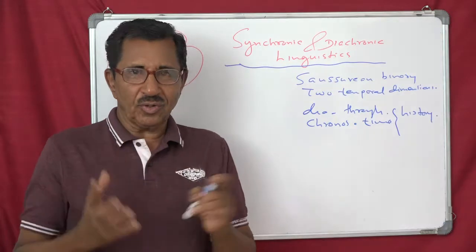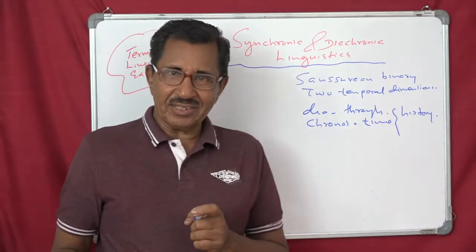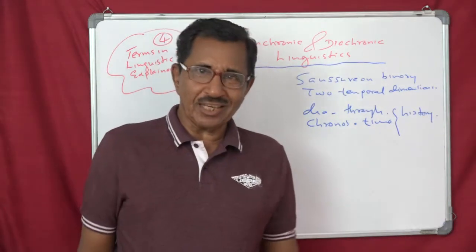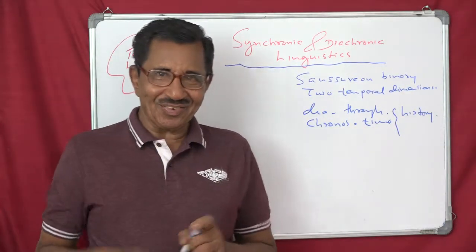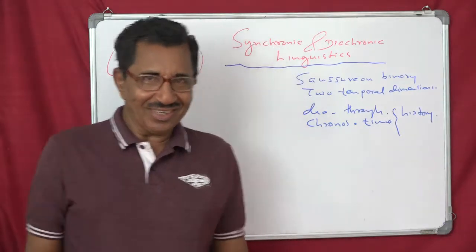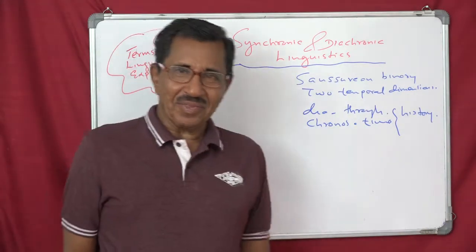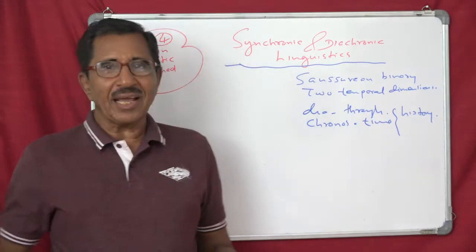Dia means through, I told you now. Diabetes means sweet passing through. That is the meaning of diabetes. It is a very sweet disease, no? Because it is sweet passing through. Understand? So, through time. Anything you study through time will be diachronic study.